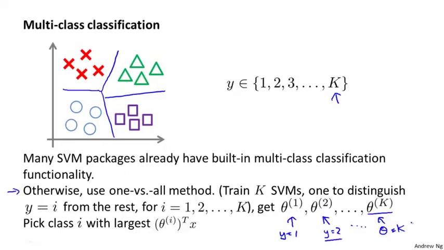And then lastly, this is exactly the same as the one versus all method we have for logistic regression, really. You just predict the class i with the largest theta i transpose x. So that's multi-class classification with SVMs. But the more common case is that there's a reasonable chance that whatever software package you use will already have built-in multi-class classification functionality. And so you don't even need to worry about this yourself.